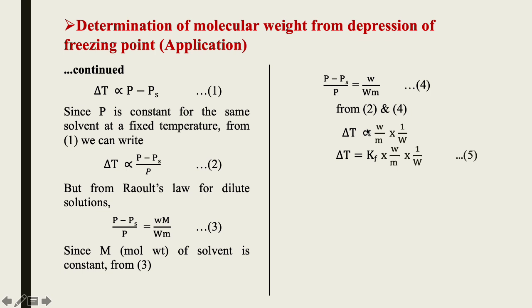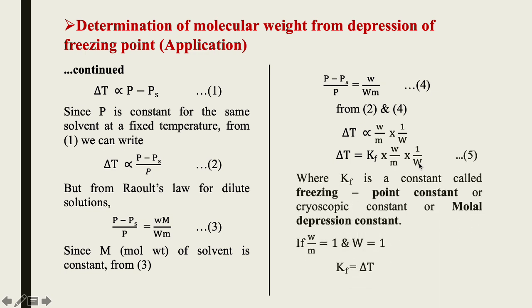with this equation. So delta T is directly proportional to small w divided by small m into 1 by capital W. If you multiply with a constant, you will get equation number 5, that is delta T is equal to Kf into w divided by small m into 1 by capital W. This term represents the number of moles of the solute, and where capital W is nothing but the weight of the solvent.